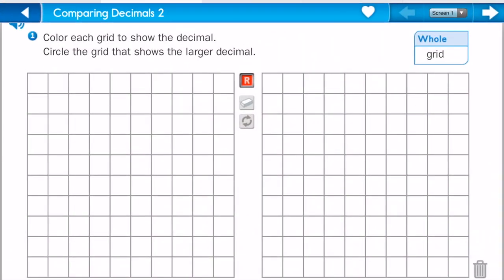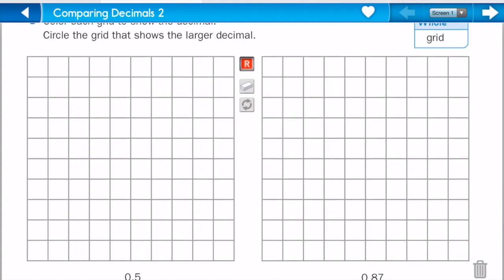Good morning. Today we're going to be doing lesson 313. What we're going to be doing is we're going to color each grid to show the decimal. And then we will circle the grid that shows the larger decimal. So if we look, this one says 0.5.